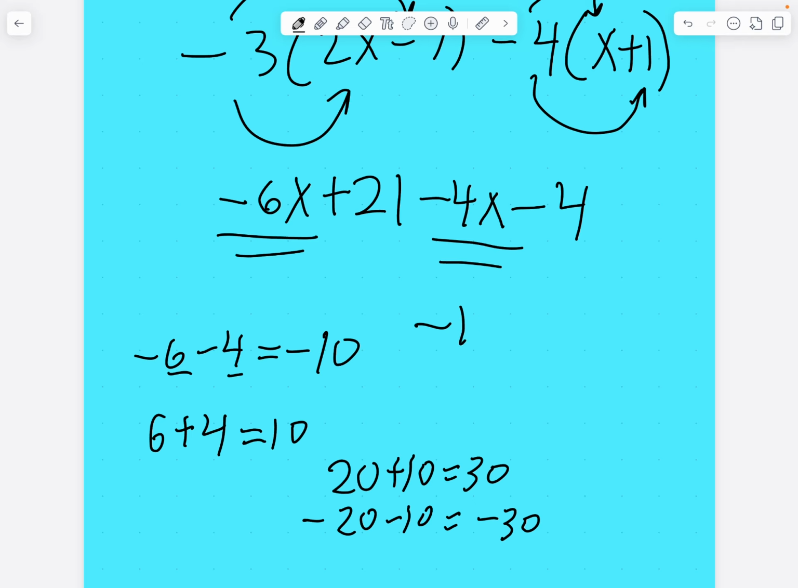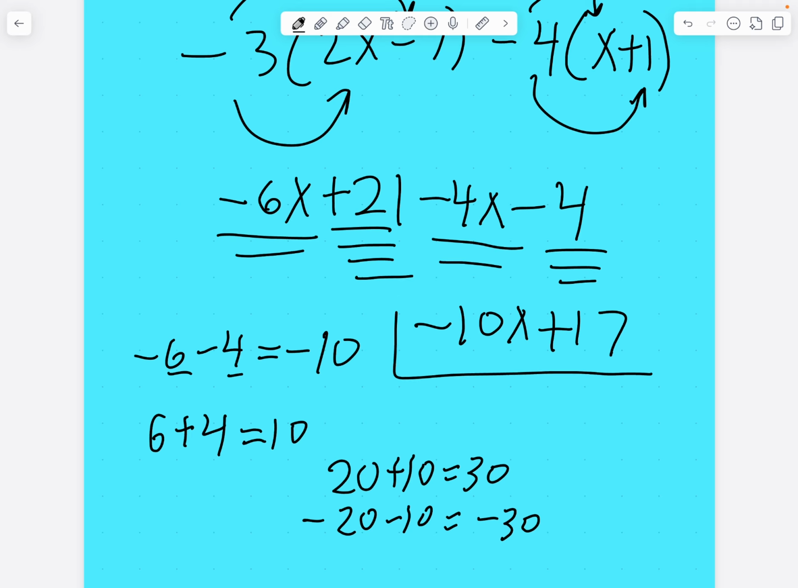Okay, so we have negative 10x. Then you got 21 minus 4. What's 21 minus 4? 17. So your answer here is negative 10x plus 17. All right.